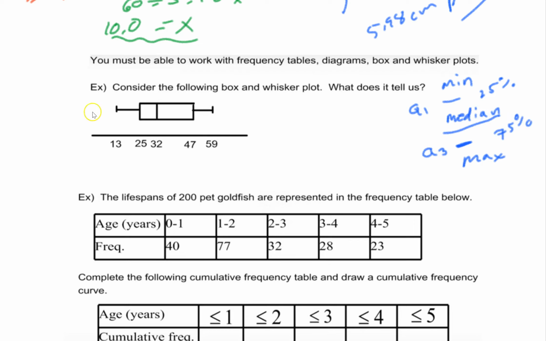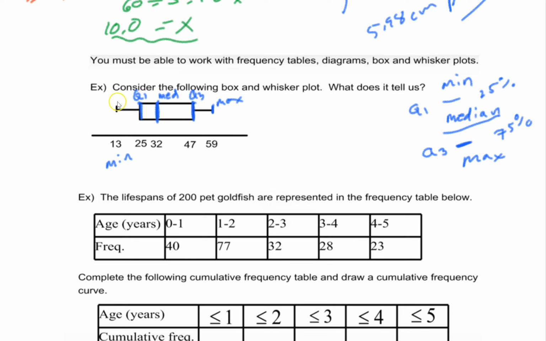So right here, when I see the 13, I know that's my min. When I see this line, that's my Q1. So that's where 25% of your data is. This line right here is the median. This line right here is Q3. And that line's my max. And that's how you do a box and whisker plot.